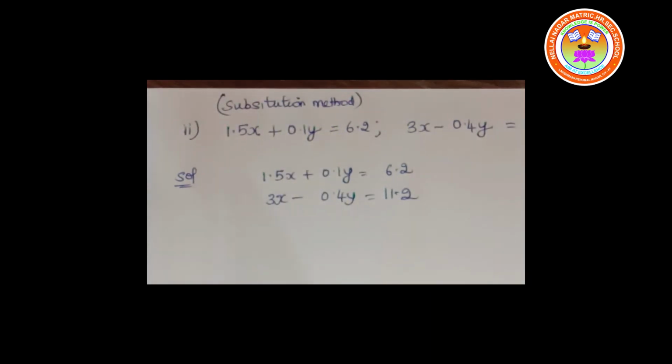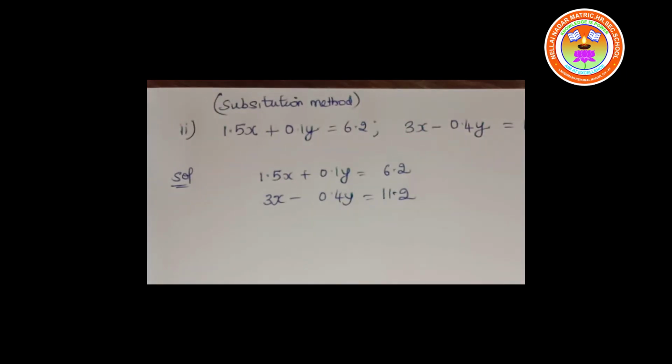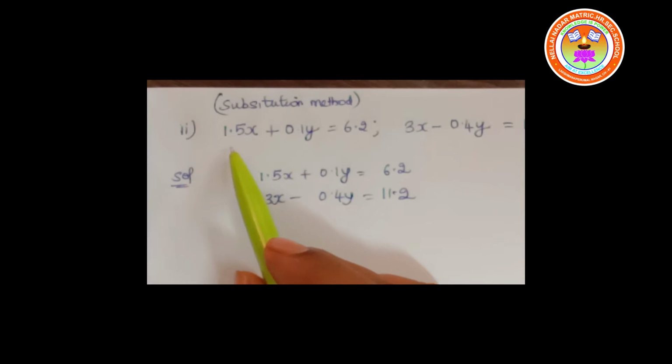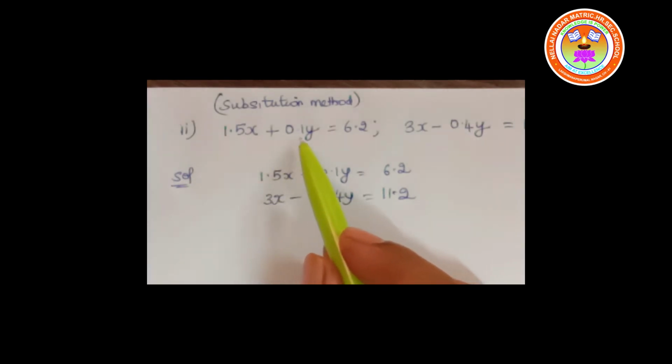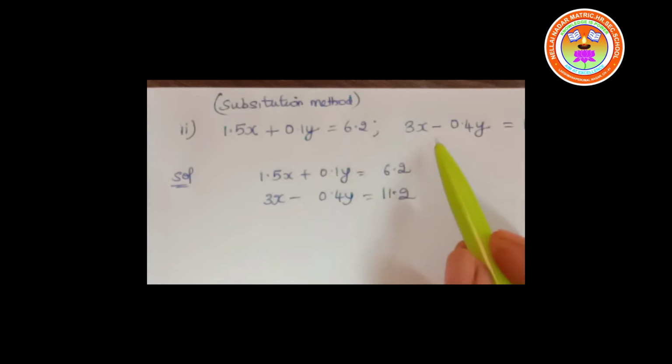Children, listen carefully. If the method is mentioned, substitution method means you have to use substitution method. There are substitution method, elimination method, cross multiplication method. If the question only says solve, you can use any method, but if they mention substitution method or elimination method or cross multiplication method, you have to use only that method, otherwise you won't get full marks. Is it clear, children? So the question is solve using the method of substitution. The second subdivision is 1.5x plus 0.1y equal to 6.2, 3x minus 0.4y equal to 11.2.